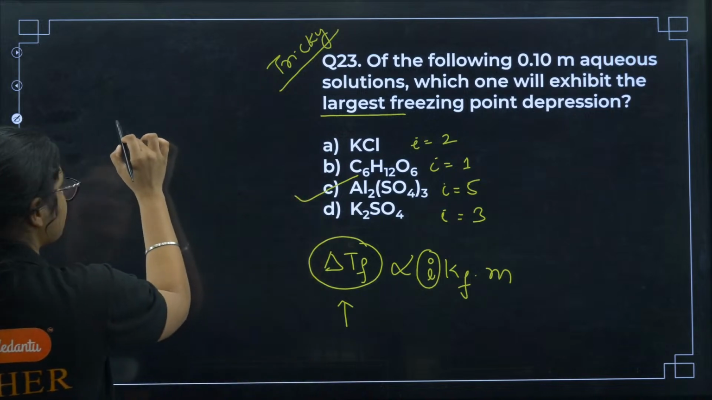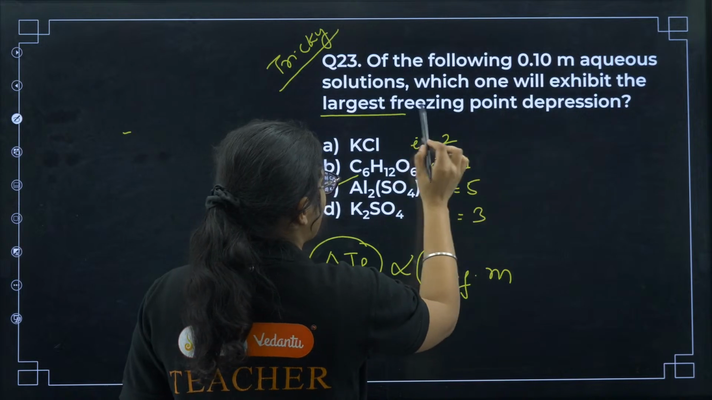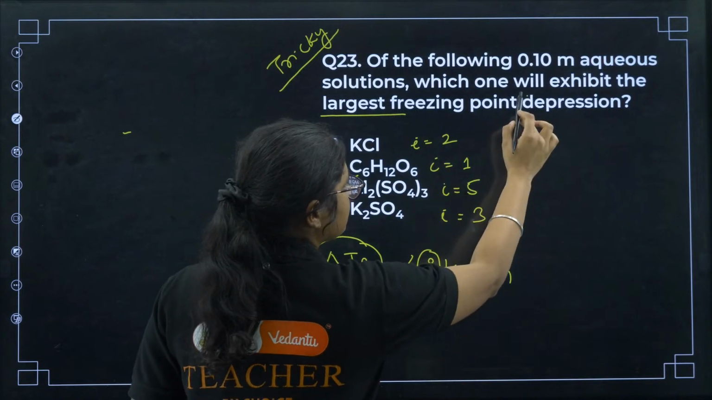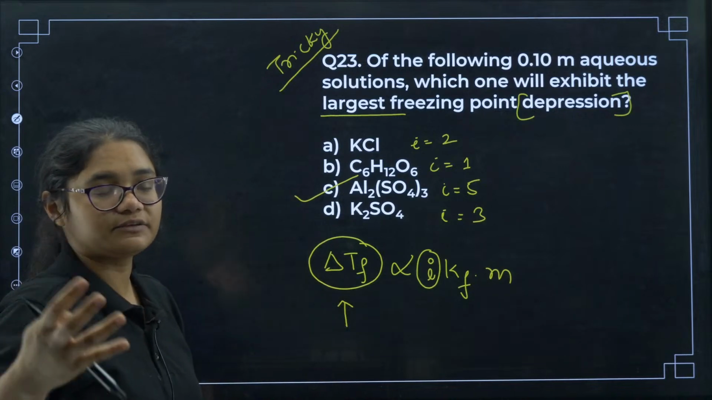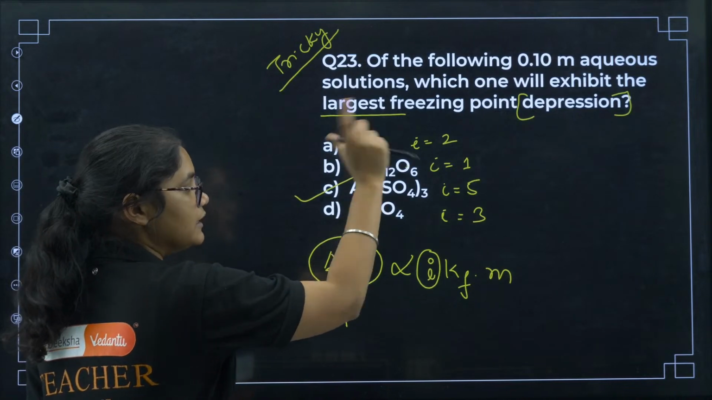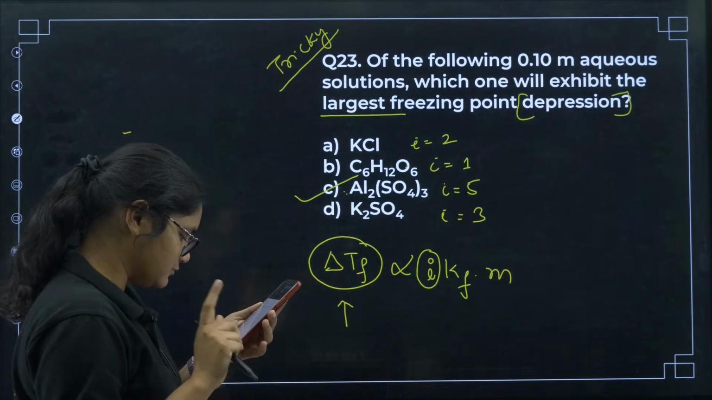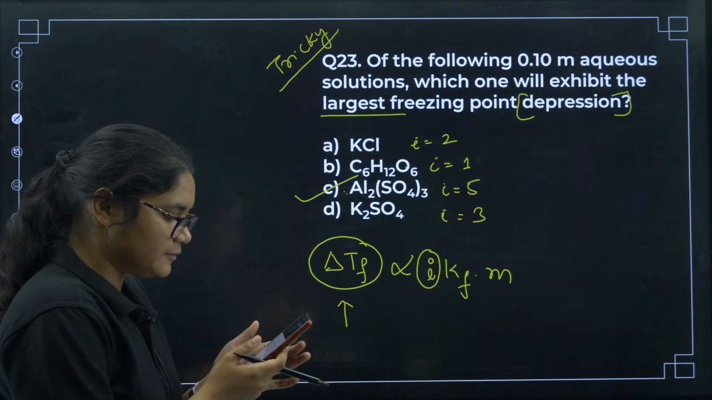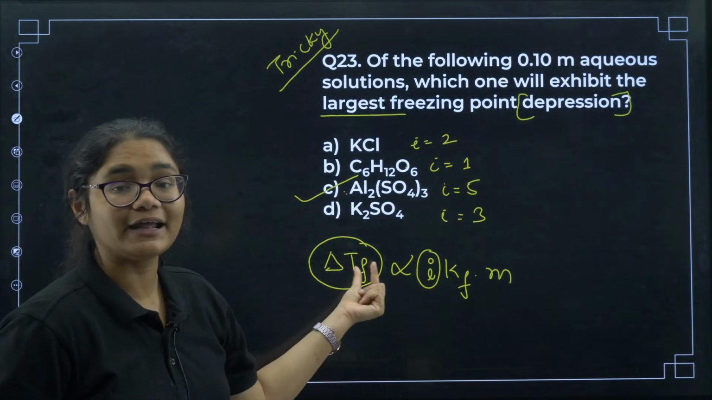If the question asked which will have the largest freezing point, without the term depression, then the freezing point would be largest for this one, while depression will be maximum for this one. I hope all of you are getting this. The word is different here. Freezing point depression refers to delta TF.